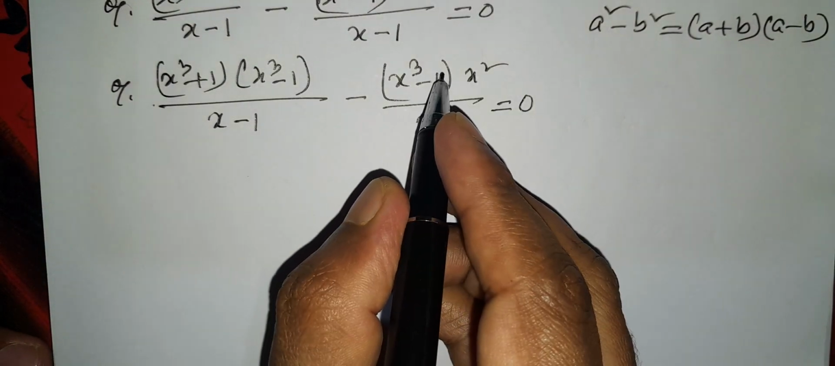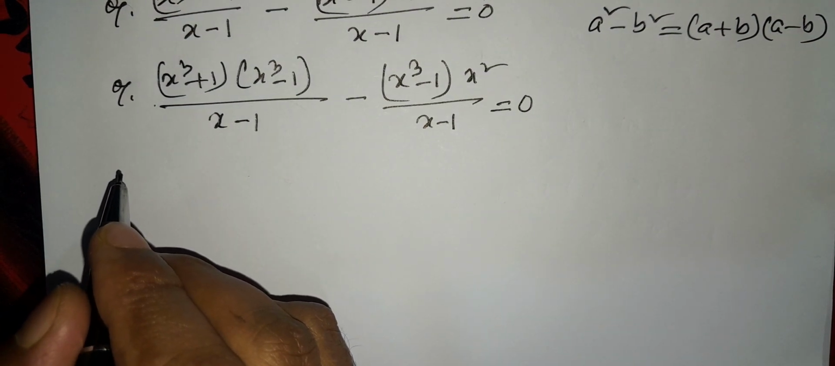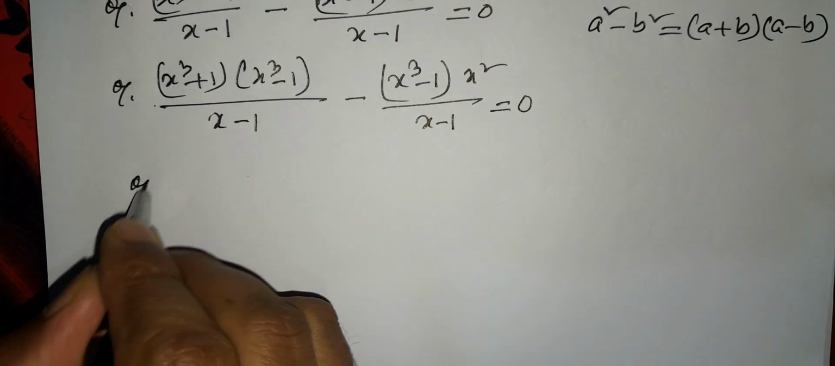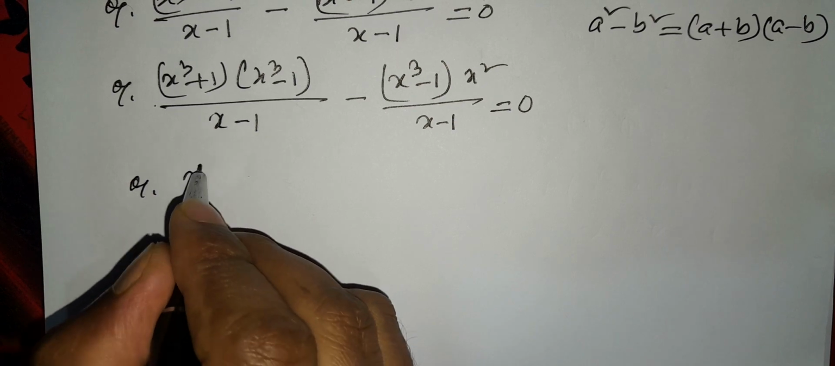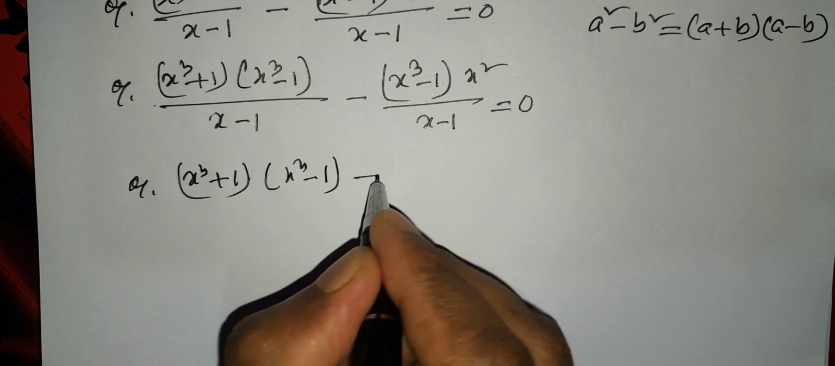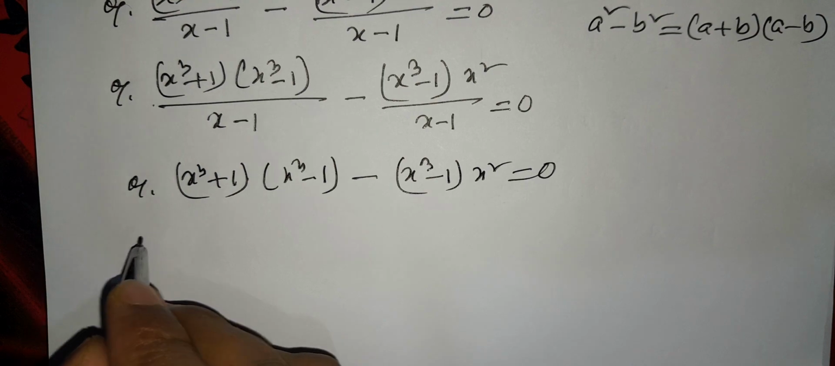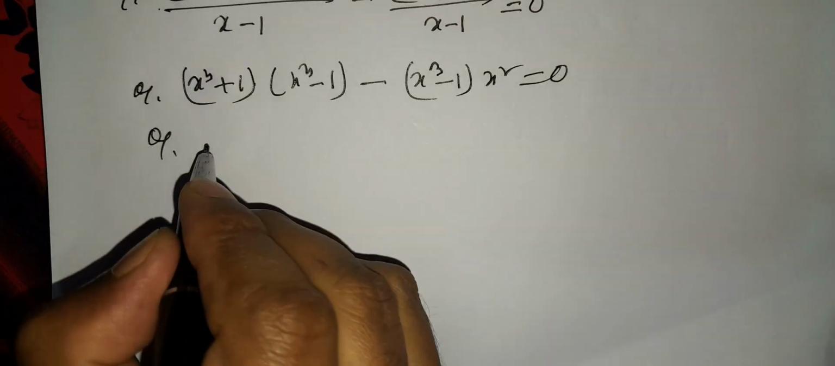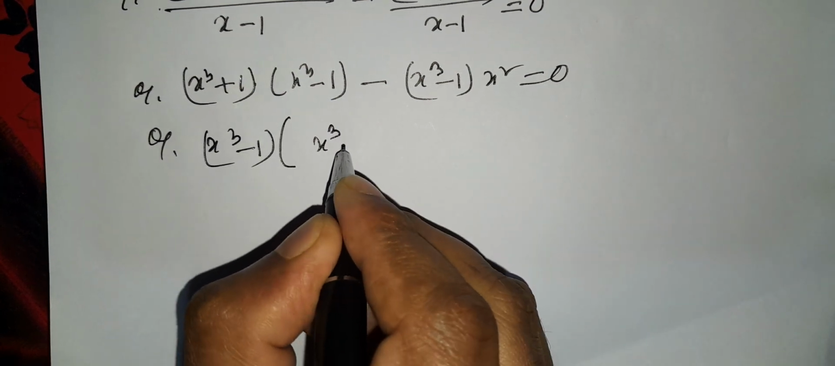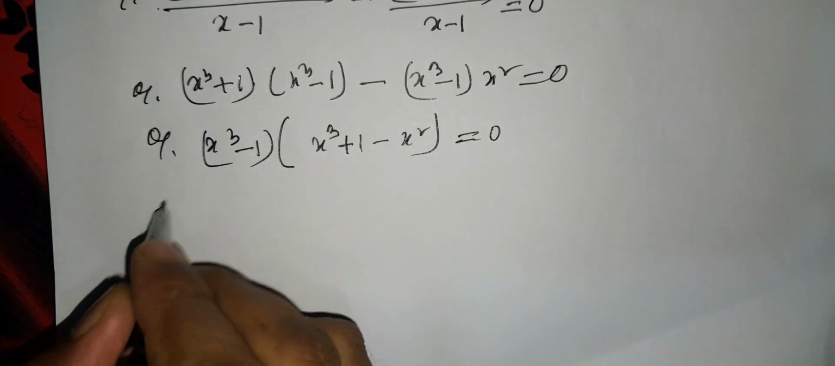We get common x cube minus 1, and here we can write the denominator: x cube plus 1 and x cube minus 1 minus x cube minus 1 and x square equal to 0. Now we get common x cube minus 1, x cube plus 1 minus x square equal to 0.